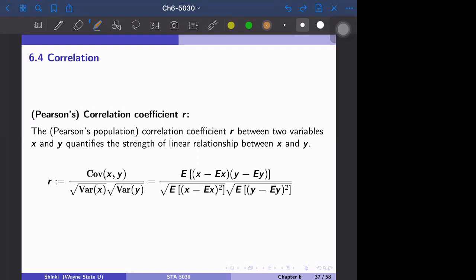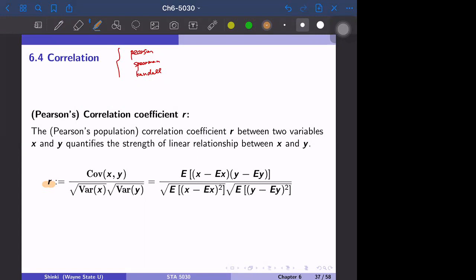And the third one is the Kendall correlation, tau. That is similar to Spearman's correlation, but with a slightly simpler definition. Okay, so Pearson, Spearman, and Kendall. Here we study Pearson's correlation first. The Pearson's population correlation coefficient between 2 variables, x and y, is defined by this quantity. This quantifies the strength of linear relationship between x and y.